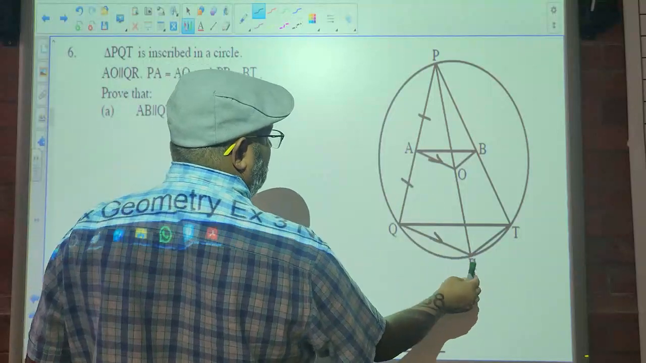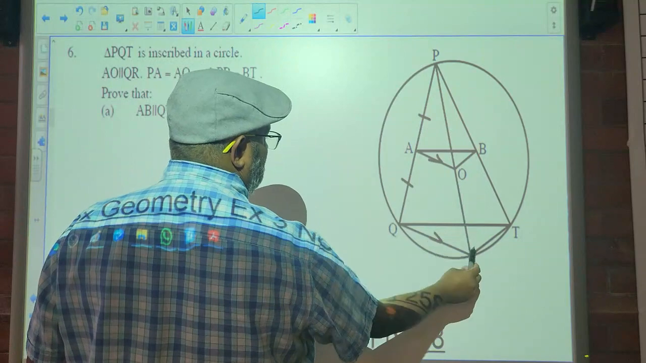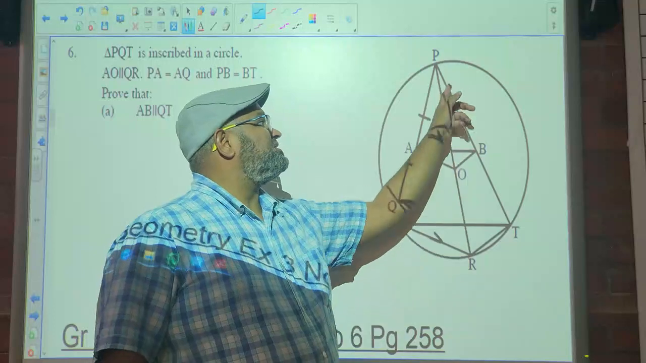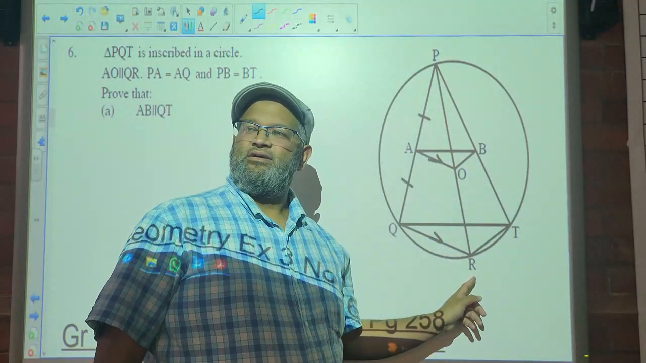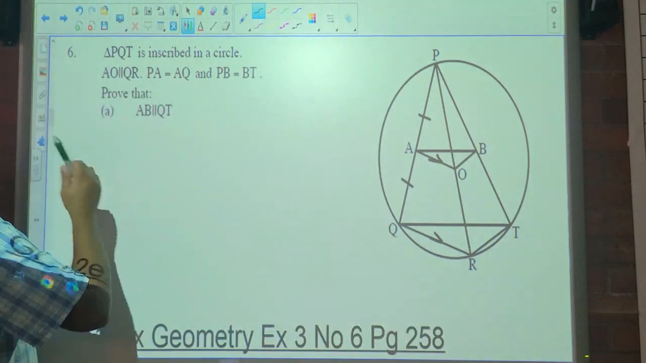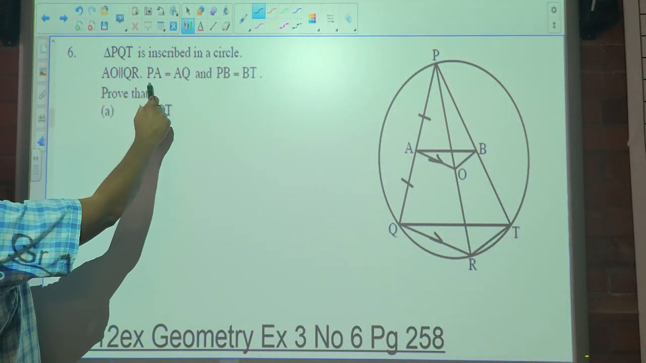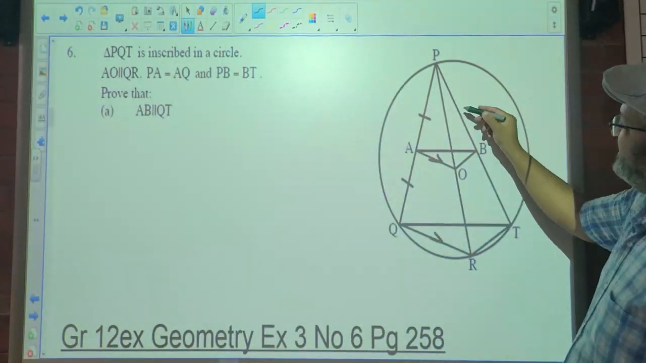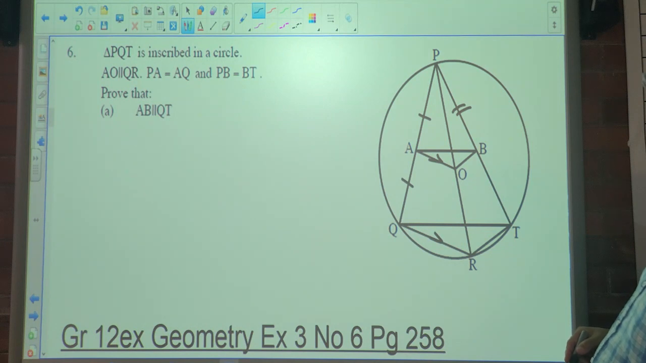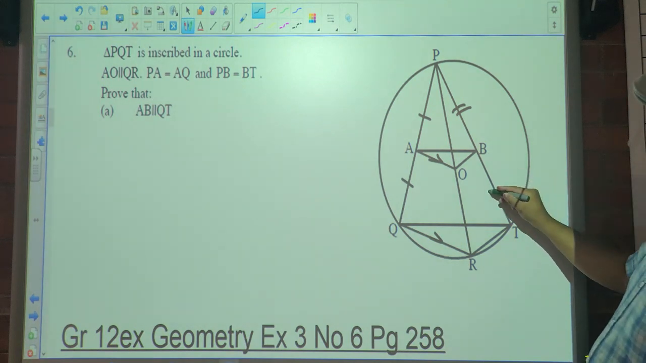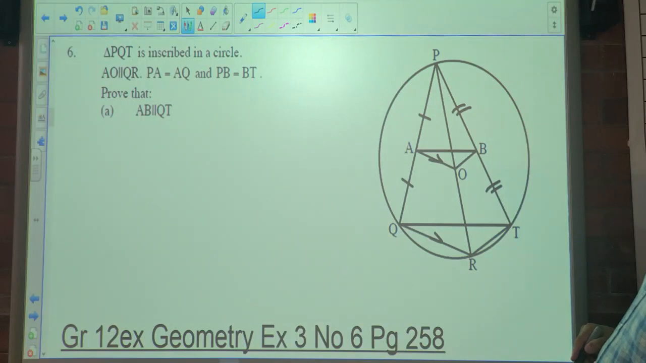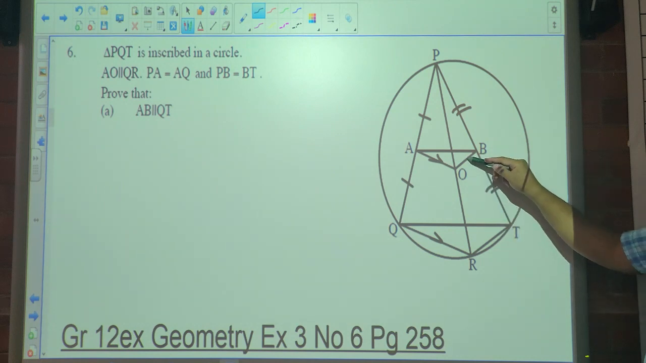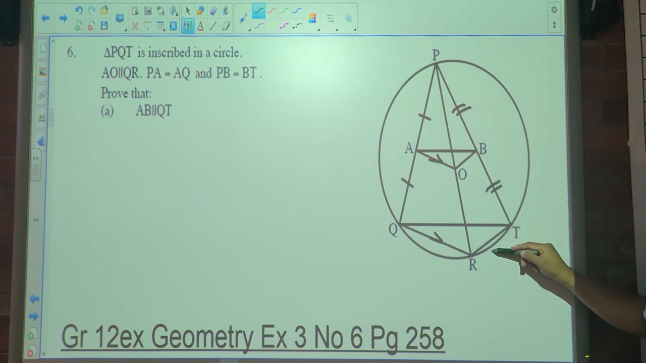So what do we know from there? We know that PO is equal to OR. That could have been our midpoint theorem, but why else is OP equal to OR? I can tell you, the radius. And BP is equal to BT. Now you see that is also equal to this. So these lines are actually parallel. Can you see that, people?